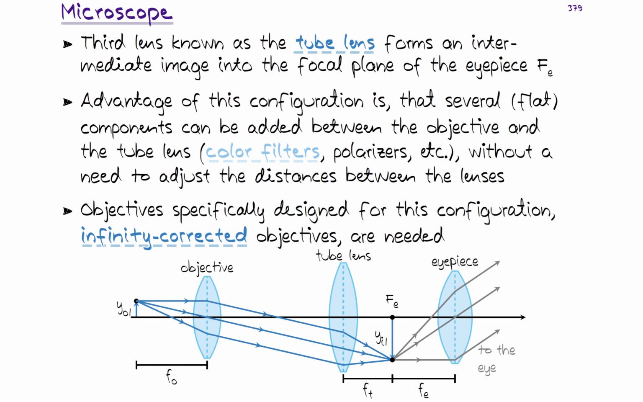The problem is only when you need a microscope configuration where you need to add components between the objective and the eyepiece. And that's when you start adding a tube lens and go into this infinity corrected microscope configuration.